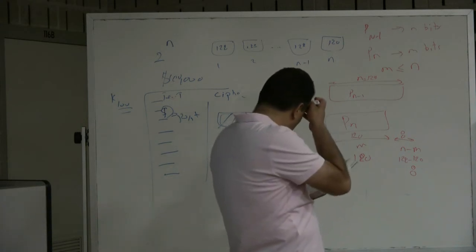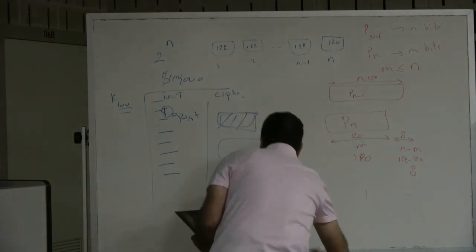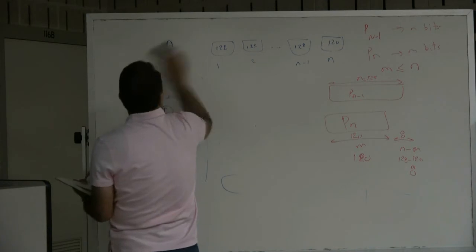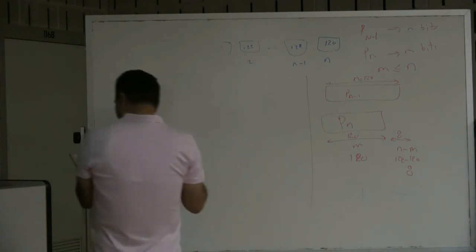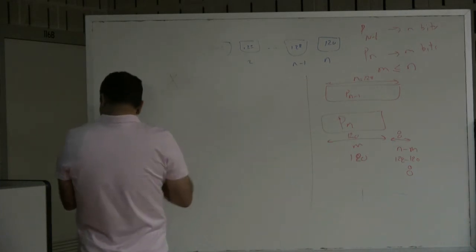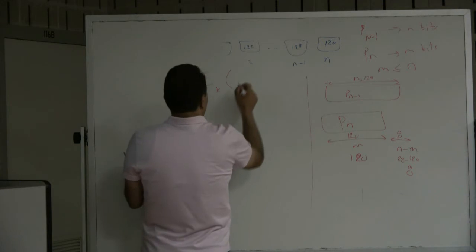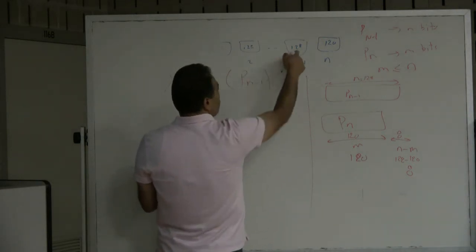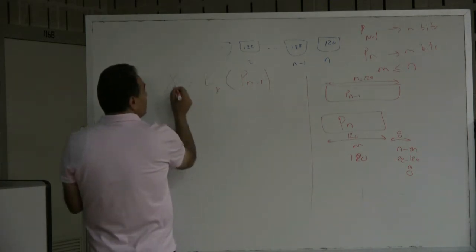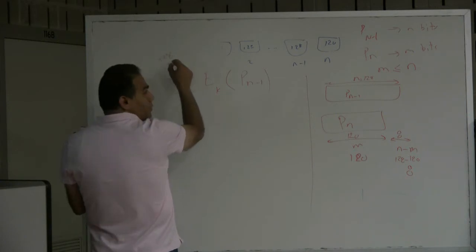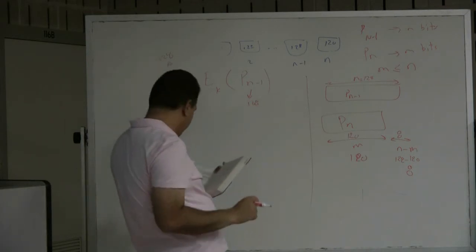So what we do, we take x. What is x value? What is x equal to? We're going to encrypt using the key. What are we going to encrypt? We're going to encrypt the PN minus 1, which is the one before the last one. So what is the size of x? 128 bits, right? You encrypt it, it gives you 128 bits in our example.